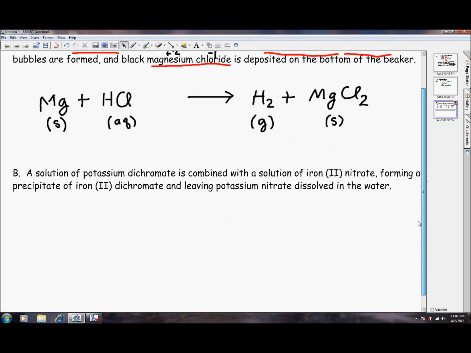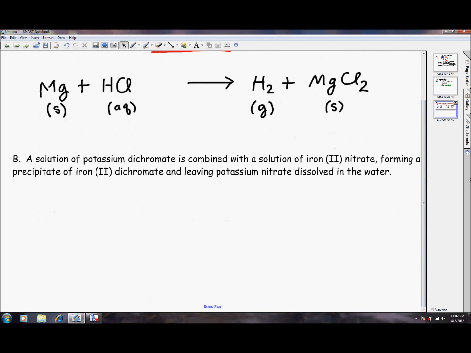Alright, let's go through our second example. This says a solution of potassium dichromate is combined with a solution of iron 2 nitrate, forming a precipitate of iron 2 dichromate and leaving potassium nitrate dissolved in the water. So if you read through this, you should be able to identify potassium dichromate is a compound, iron 2 nitrate is a compound, iron 2 dichromate is a compound, and potassium nitrate is a compound.